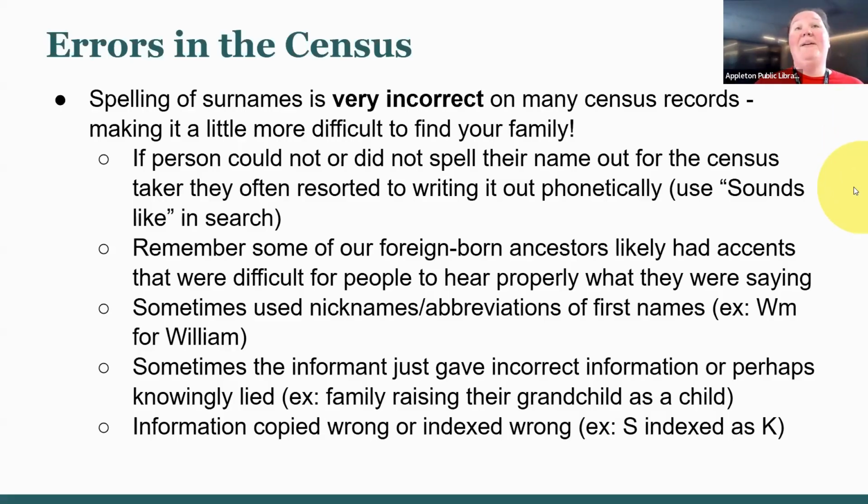Maybe that information's copied down wrong or it's indexed wrong. So I've found my Stilp ancestors, very clearly it starts with an S, indexed with a K at the beginning instead of an S. So depending on the awesome handwriting you have to read, it's going to get misindexed sometimes.